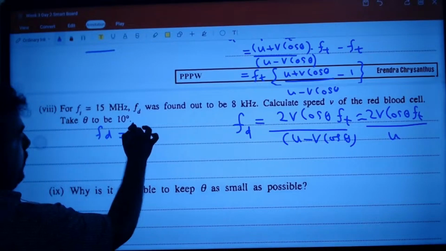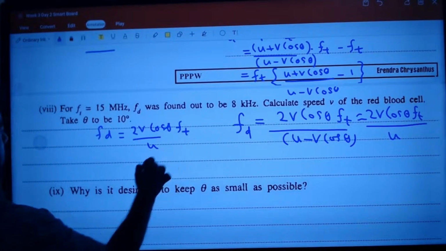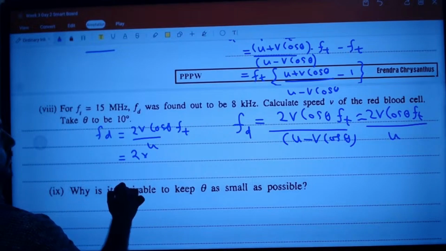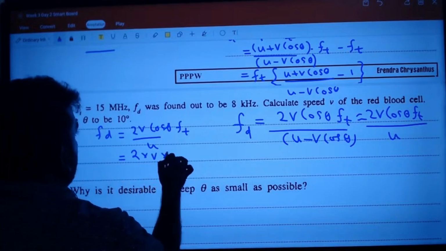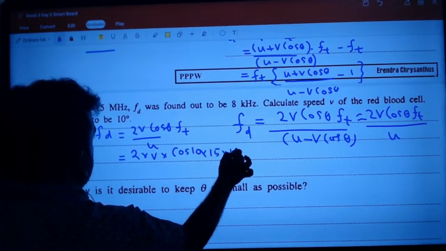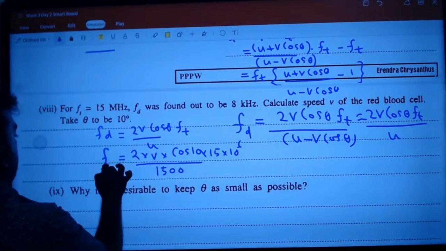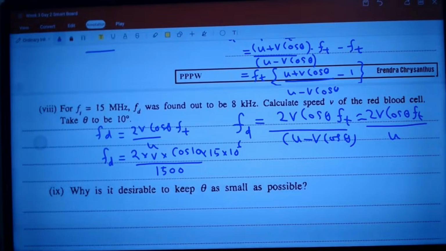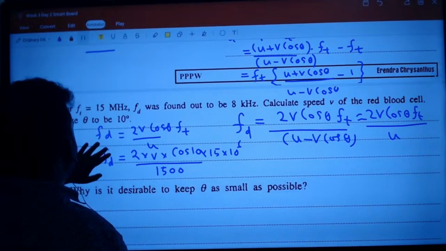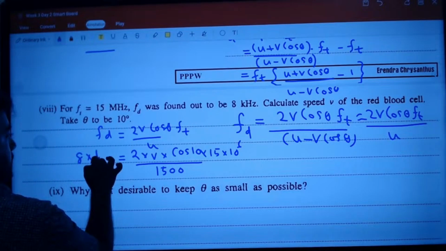FD is equal to 2V cos theta divided by U times f transmitted. 2 times V times cos 10, transmitted 15 megahertz, U is 1500. Simplify it. Doppler 8 kilohertz.